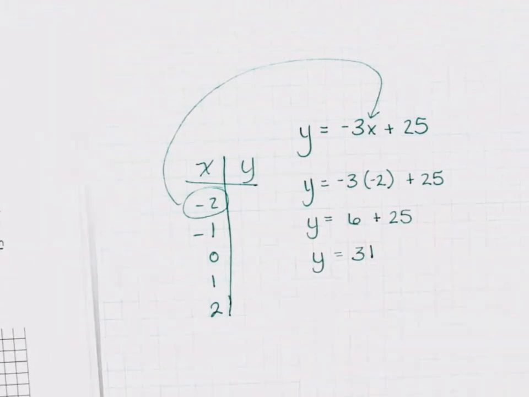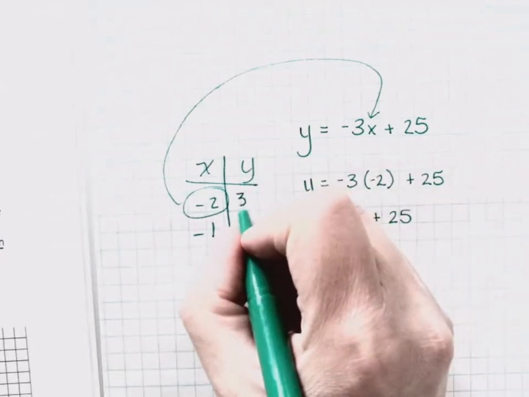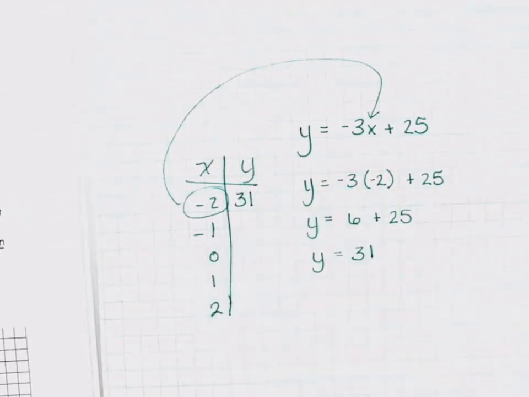So in my table of values, the coordinate pair is going to be 31. So when I plot that point, I'm going to go over negative 2, left negative 2, and I'm going to go positive, so I'm going to go up to 31 on my graph.